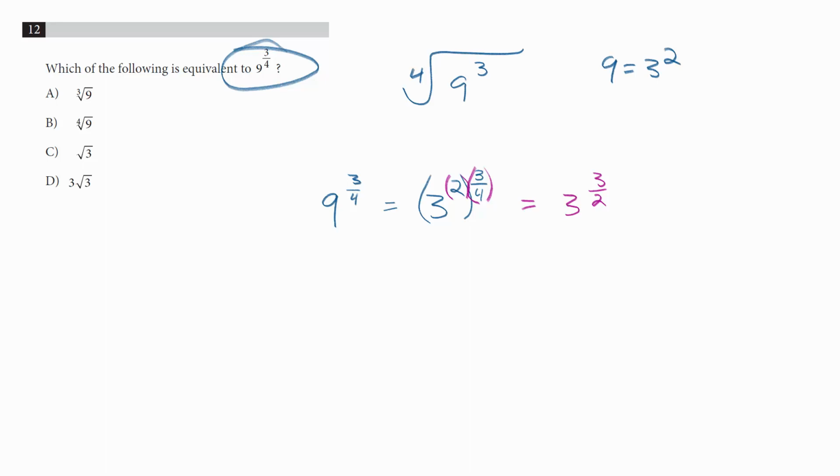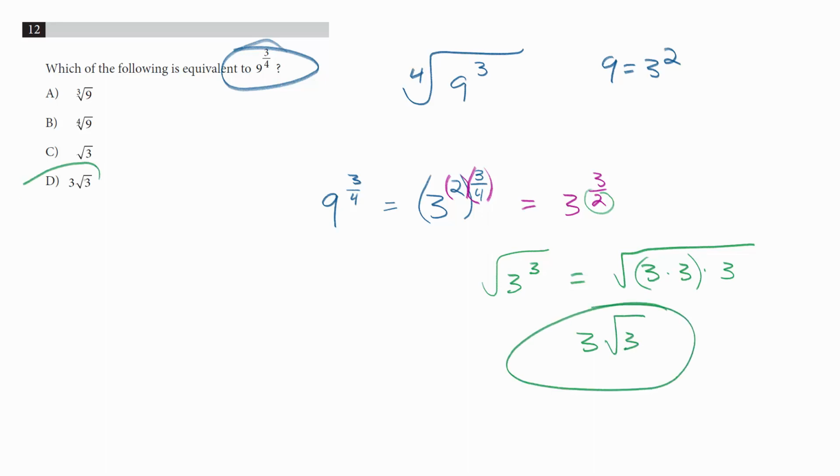Now let's write this as a radical. So we have 3 raised to the 3rd power, and the 1 over 2 part turns into a square root. And if we simplify this radical, this means that it's the square root of 3 times 3 times 3. A pair of 3's means 1 comes out of the radical, and we're left with 3 times the square root of 3. And there's our answer, option D.